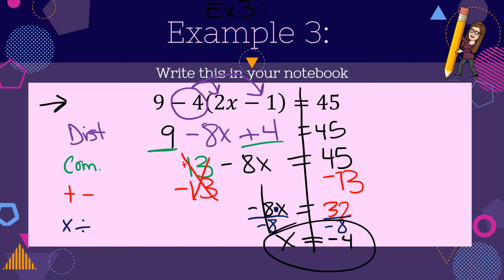Again, you could double check. Let's just go through the mental math. If I was to plug in -4, negative 4 times 2 is negative 8. Negative 8 minus 1 is negative 9. Negative 9 times negative 4 is 36. A 36 combined with a 9 gets me to 45. Quick check, and I'm confident in my answer.